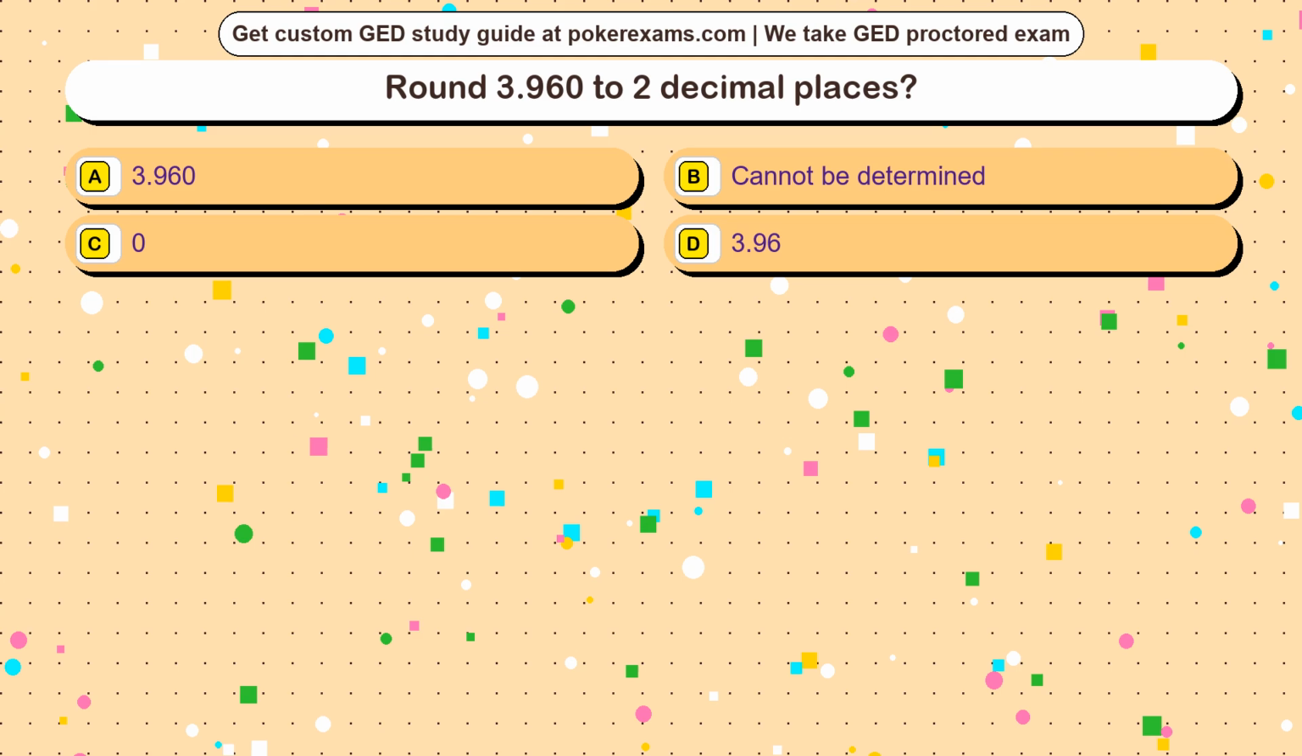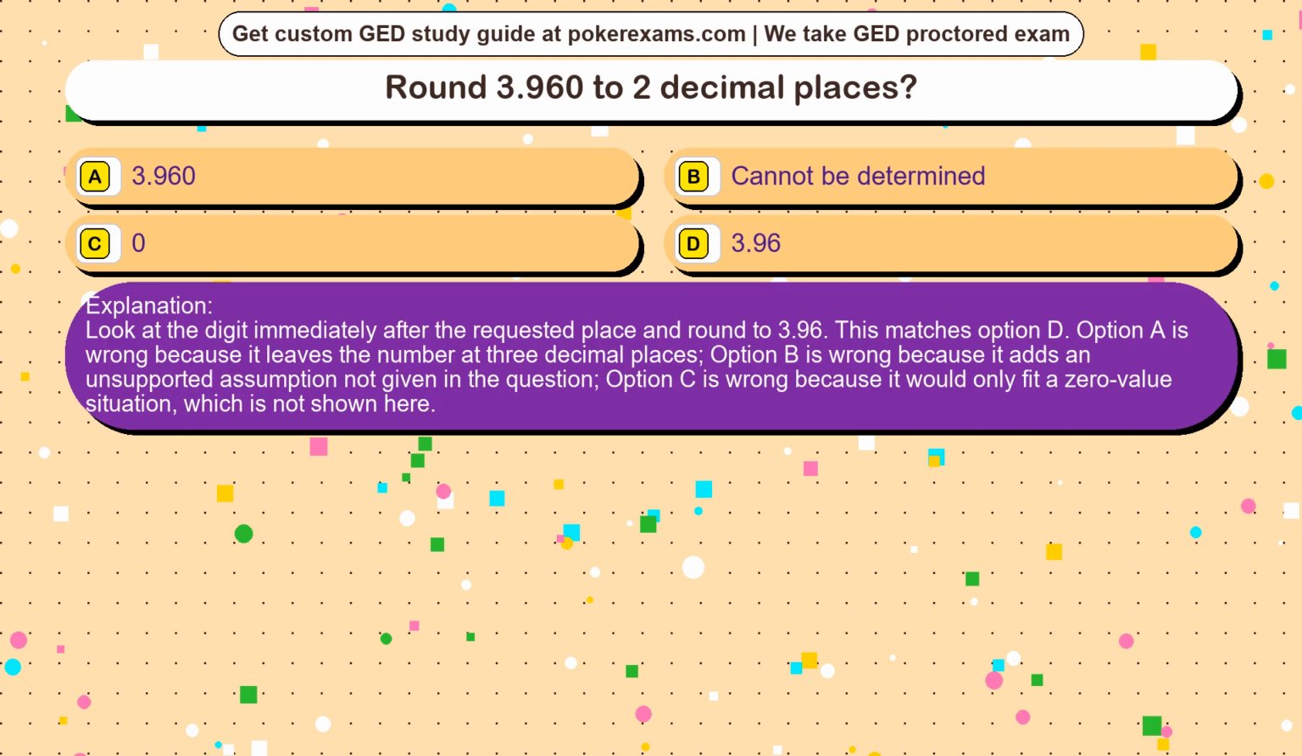The correct answer is option. Look at the digit immediately after the requested place and round to 3.96. This matches option D. Option A is wrong because it leaves the number at 3 decimal places. Option B is wrong because it adds an unsupported assumption not given in the question. Option C is wrong because it would only fit a zero-value situation, which is not shown here.